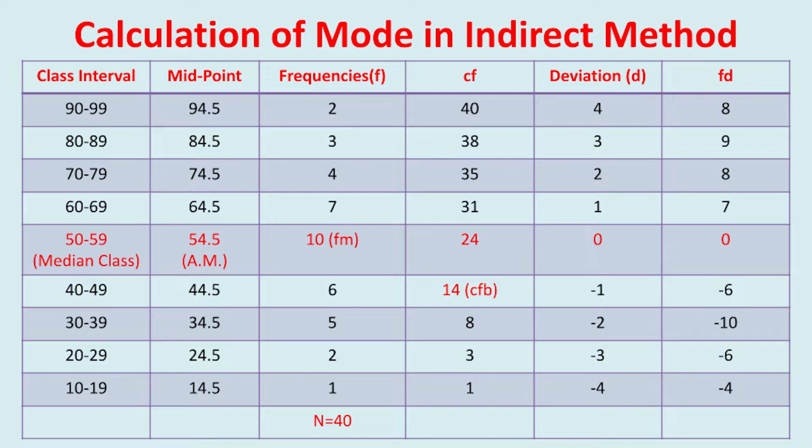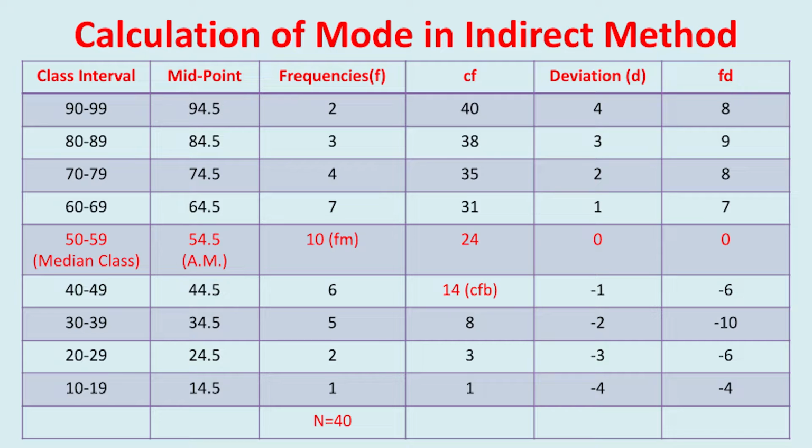Just like 90 to 99, that is 90 plus 99 by 2, that is 94.5. Then the midpoint of 80 to 89: 80 is the lower limit, 89 is the upper limit, 80 plus 89 by 2 is 84.5. Accordingly, you can calculate the midpoints. After calculating the midpoint, the frequency is already given. You can just write down the frequencies: 2, 3, 4, 7, 10, 6, 5, 2 and 1. The total number of cases, or total frequency, is 40 here.